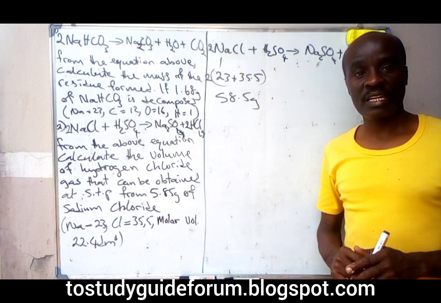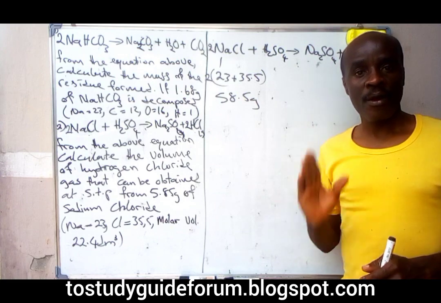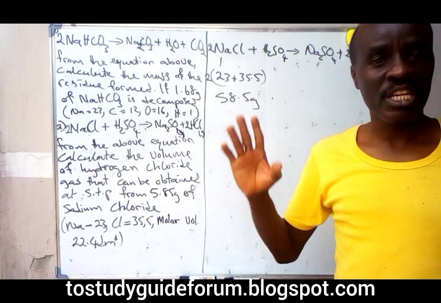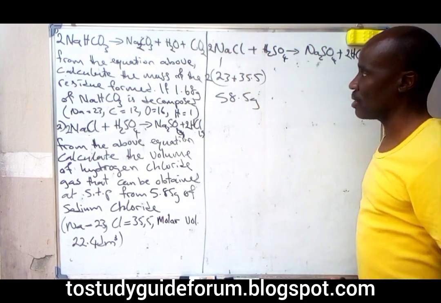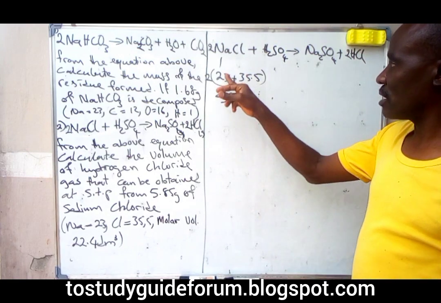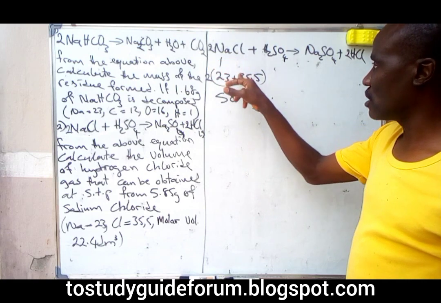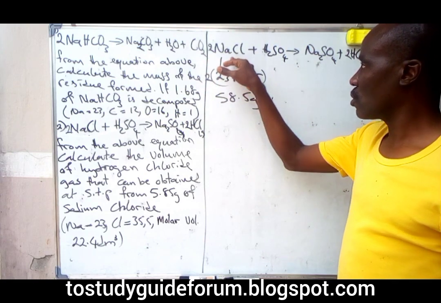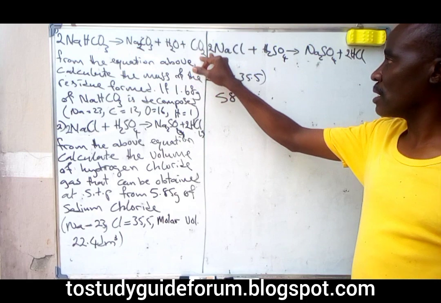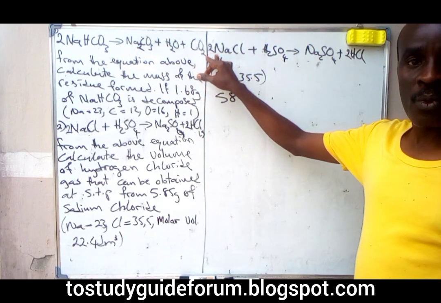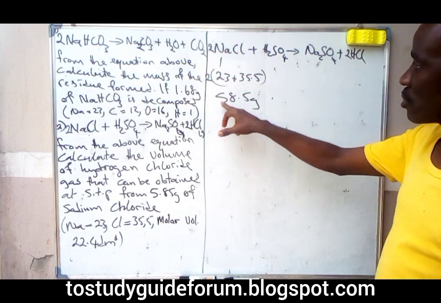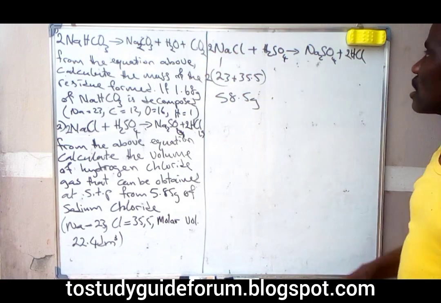So that's one other thing you should always note in every balanced chemical equation when you're dealing with any question that has to do with stoichiometry. Now this is what we have from this chemical equation. How do I get that? Adding up to get the molar mass of the sodium chloride, multiplying by the number of moles of the sodium chloride that is reacting according to the chemical equation, we're able to get this.